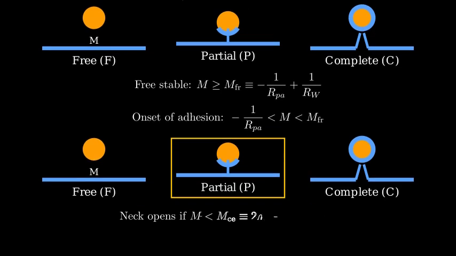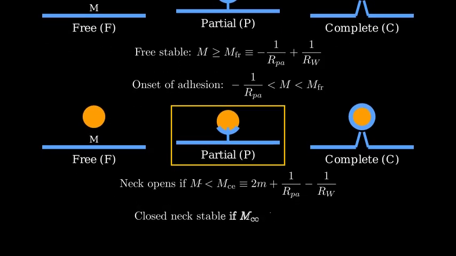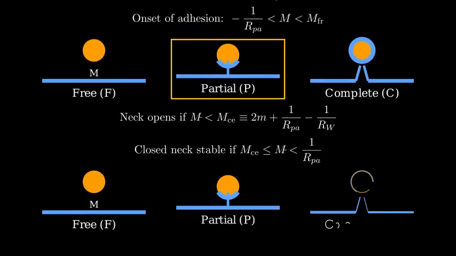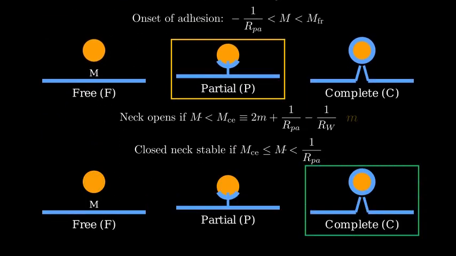For the completely engulfed state, spontaneous curvature matters. Consider the unbound membrane segment, next to the neck with mean curvature m tilde. The closed neck opens if m tilde is less than m sub ce, which equals 2 times m plus 1 over r sub pa minus 1 over r sub w. Conversely, the neck is stable when m sub ce is less than or equal to m tilde, which is less than 1 over r sub pa.